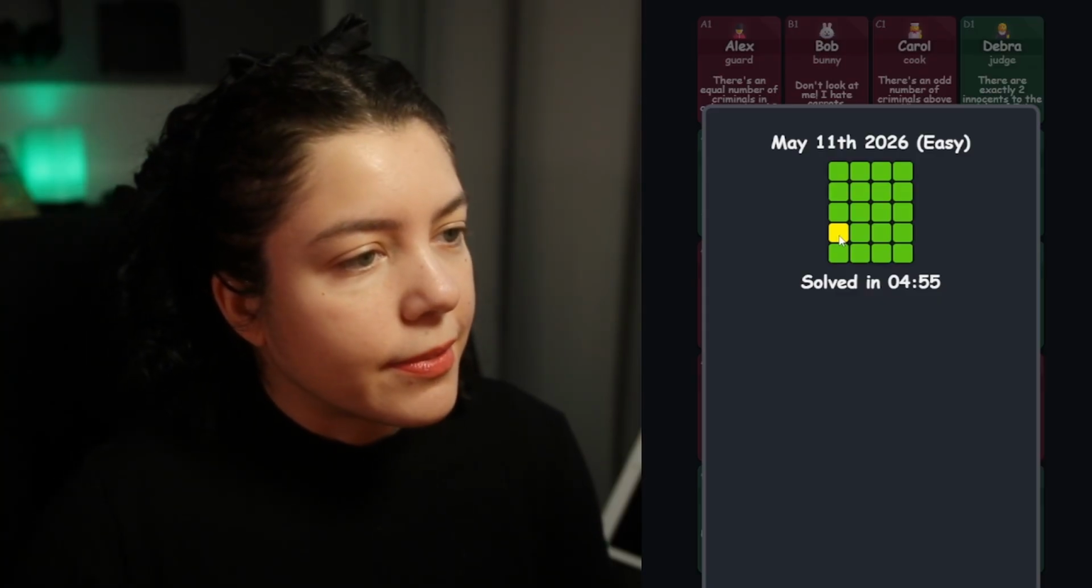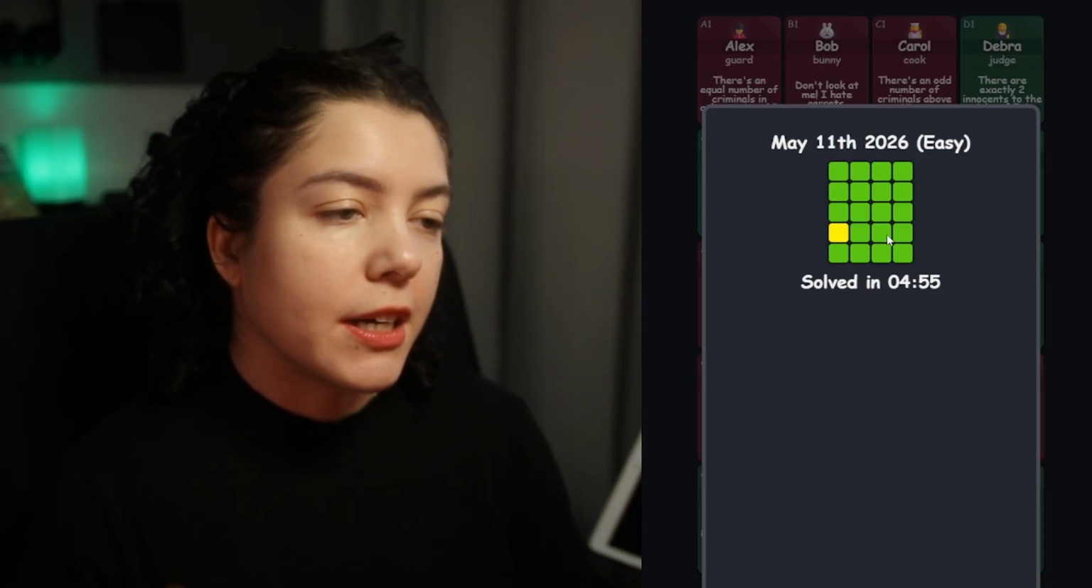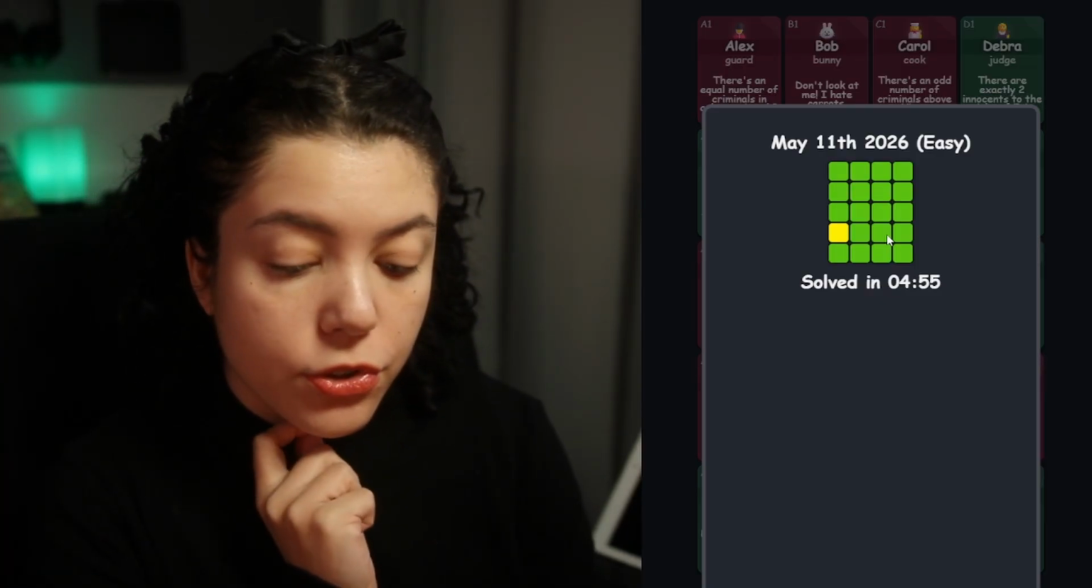Don't like the yellow there, but that makes sense because I did jump the gun on the clue. I didn't finish reading it before acting on it. Sorry about that.